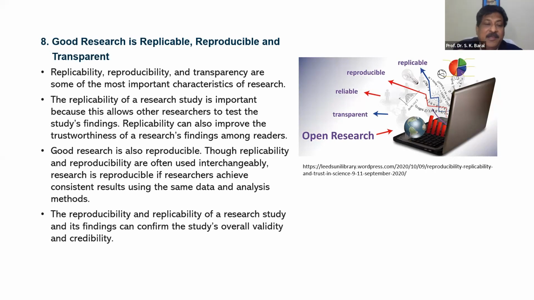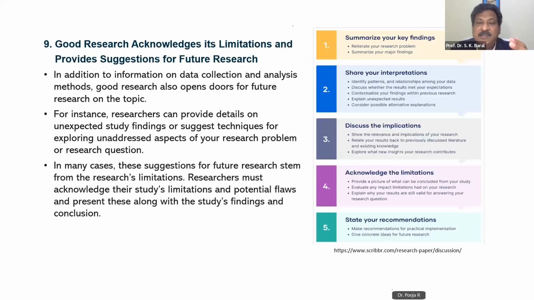that are interchangeably related, and research is reproducible if the researcher achieves consistent results from the same data and analysis method. And if our research work is not reproducible, we cannot reproduce it anywhere, nobody will cite it, nobody will read it, then what is the use of doing research? So our research must be replicable, reproducible, and transparent in nature. That means we must follow the rules on plagiarism and other things very closely when we are doing research.